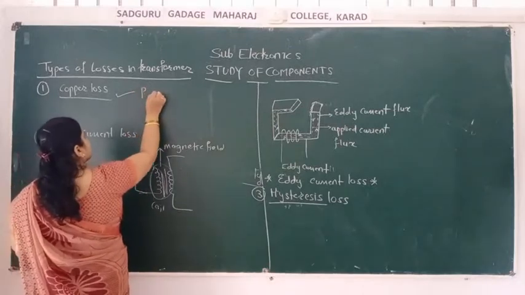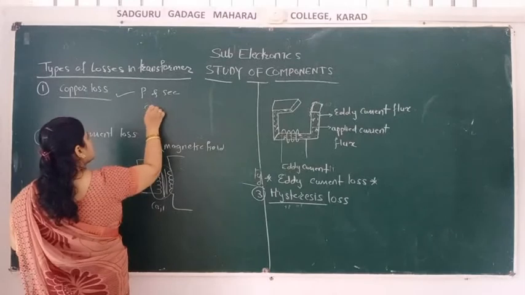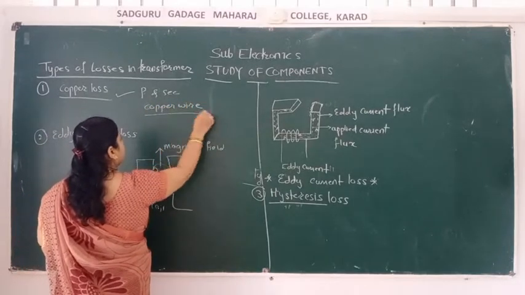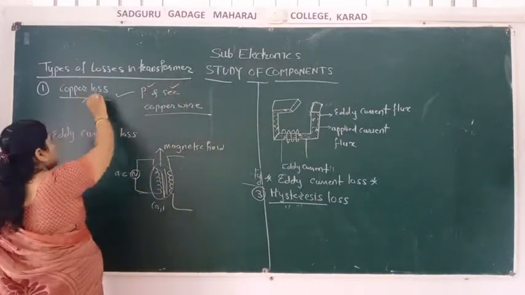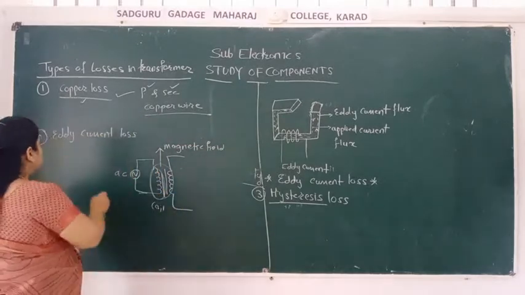Primary and secondary. What happened? Copper wire. It is made up of copper wire and it is lost at the primary and secondary. Therefore it is called the copper loss.